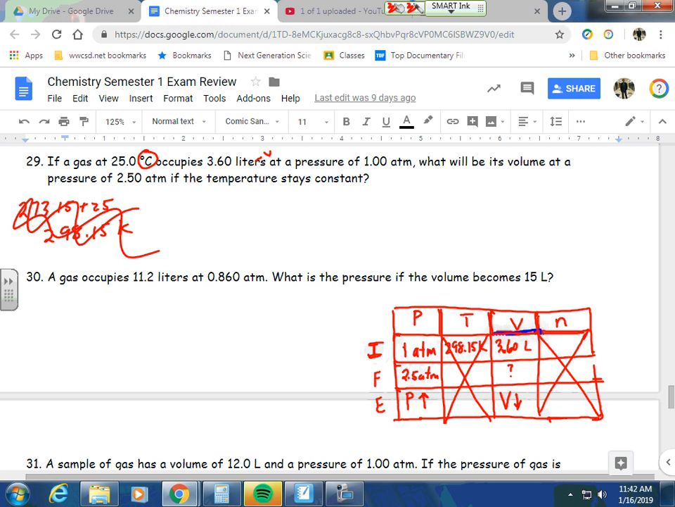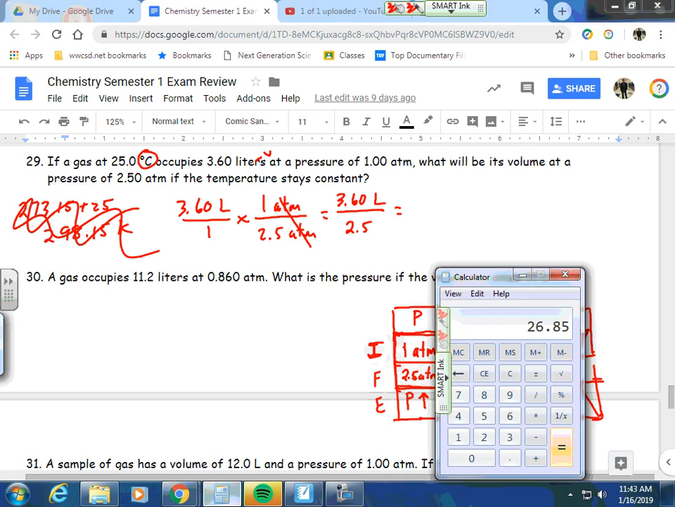So I'm always going to start with the one with the question mark over it. So 3.60 liters, put it over 1. And I know the volume should go down. So again, I'm going to put the lower number on top in this conversion factor over here. I'm going to put 1 over 2.5. Like that. Atmospheres will cancel out. And so if I multiply across the top, I'm going to get 3.60 liters. Multiply across the bottom, I'm just going to get 2.5.